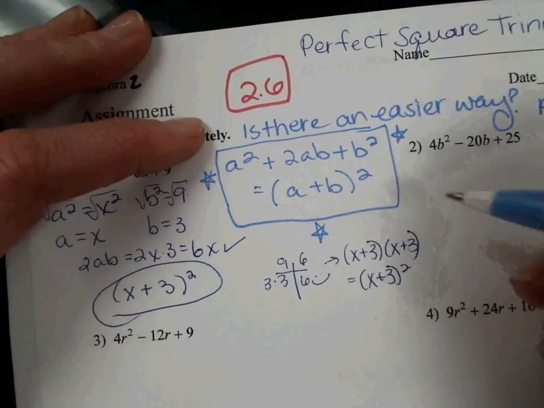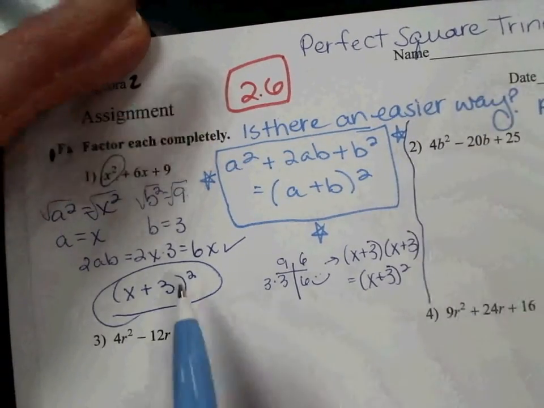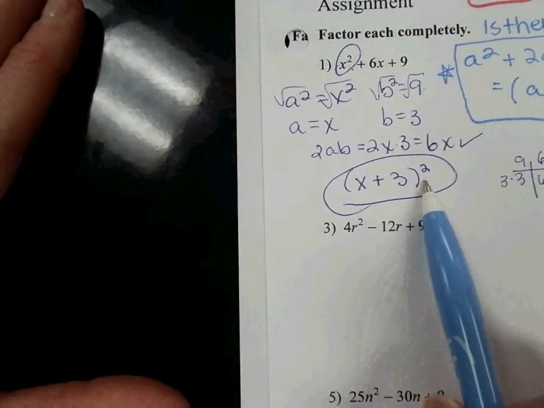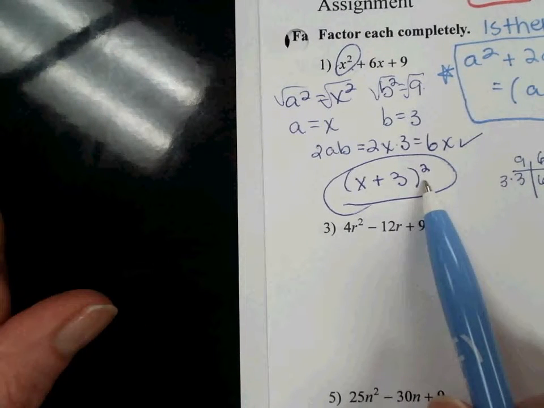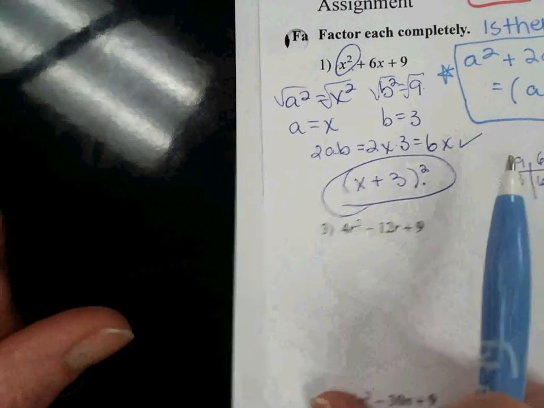So that's the easier way? This is the easier way. I know it's obviously shorter, but I don't like that. That's okay. Not everyone loves perfect squares like I do.